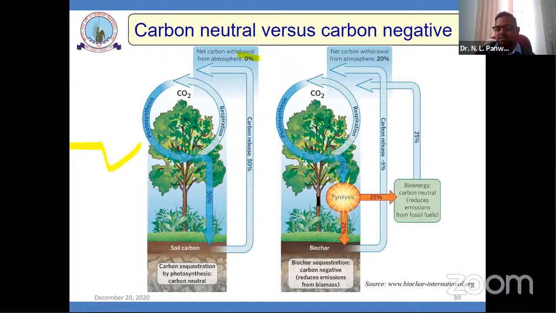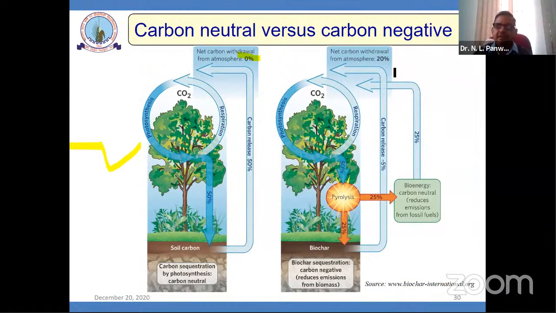Now, if I convert this biomass into biochar through the pyrolysis process, the carbon content in the biomass of 50% turns into 25% in your bioenergy, carbon neutral emissions. So the net withdrawal through biomass here is 50%. On the soil side it is 5%, and through the pyrolysis process only 25% carbon dioxide is released. So 5% plus 25% is 30, and 20% is drawn from your atmosphere. That is your carbon sequestration, means a carbon negative cycle.